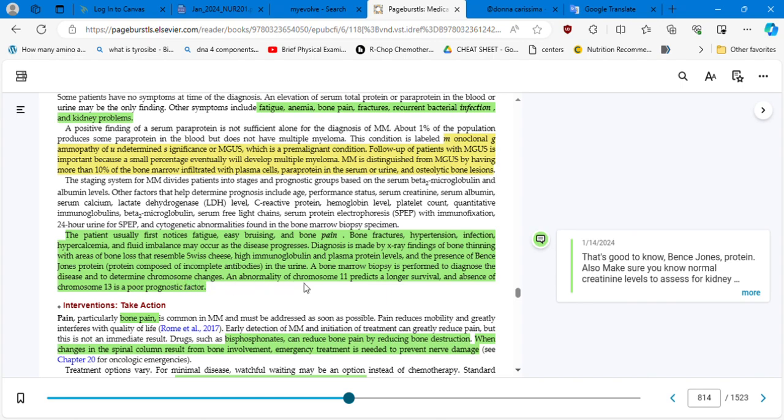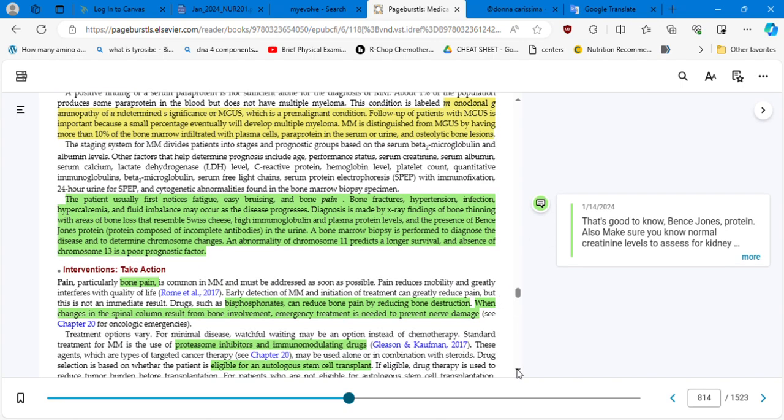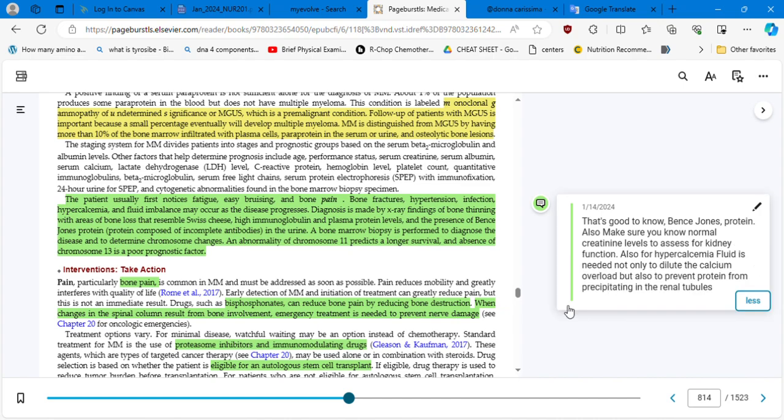An abnormality of chromosome 11 predicts a longer survival. An absence of chromosome 13 is a poor prognosis factor. You see, when we talk about leukemias, we are looking for the Philadelphia chromosome, right, to make differentiations between the different types of leukemia. Here, the absence of chromosome 13 is going to give you the poor prognosis factor, versus chromosome 11, which is going to predict a longer survival. So we know about the Bence-Jones, and also that's good to know.